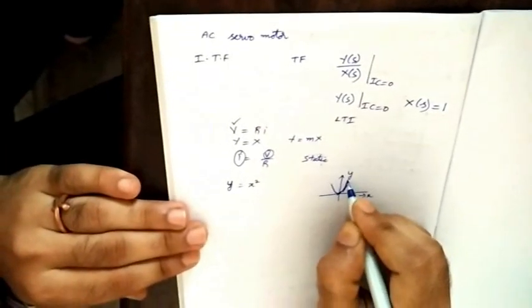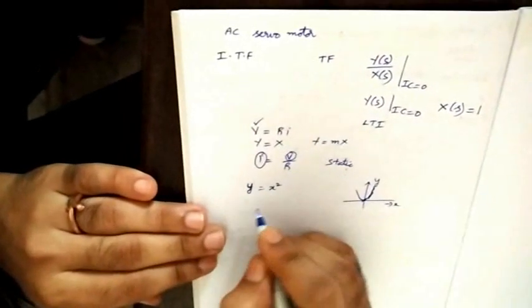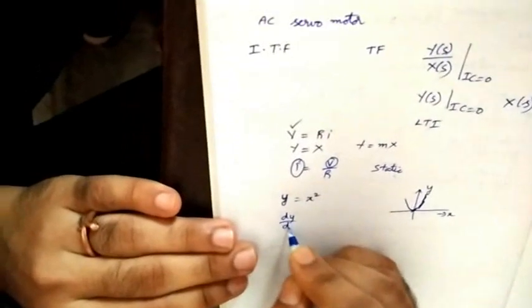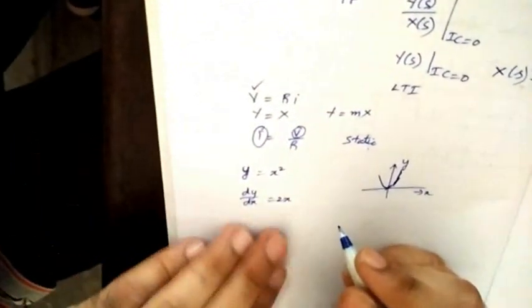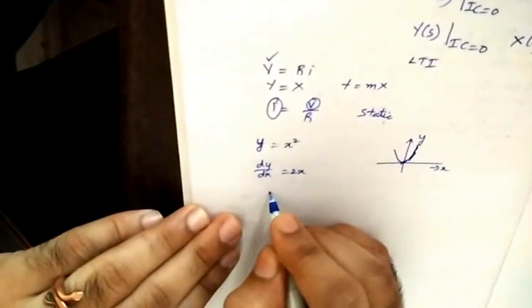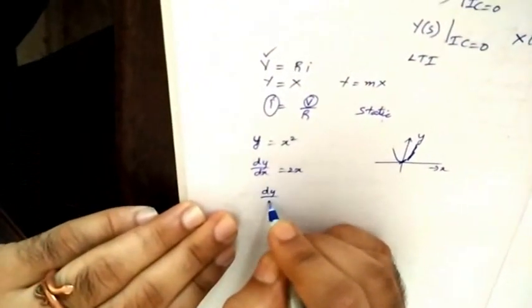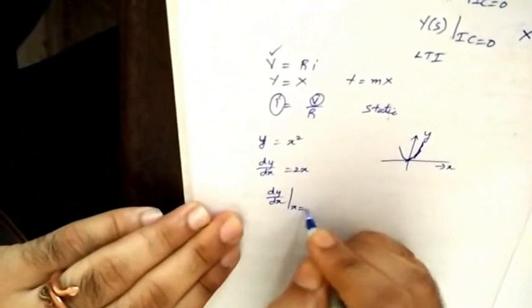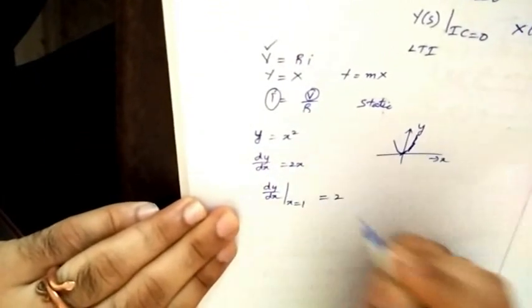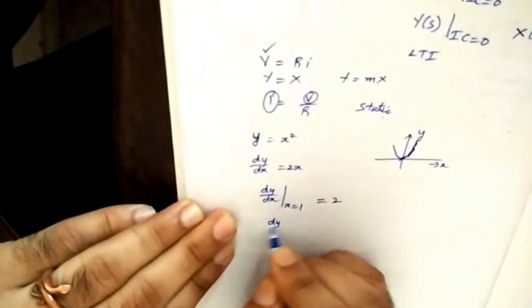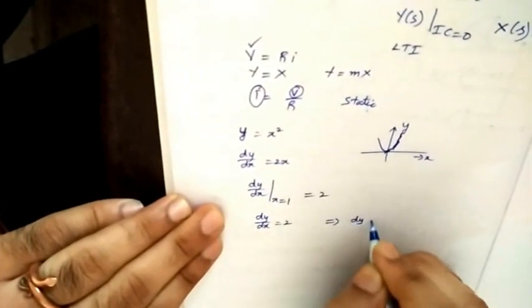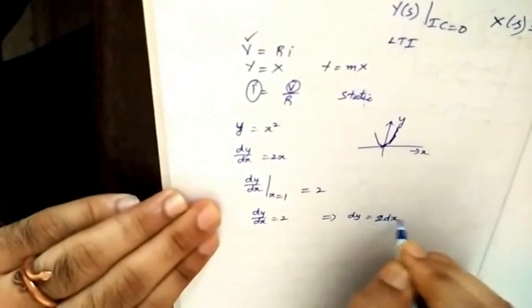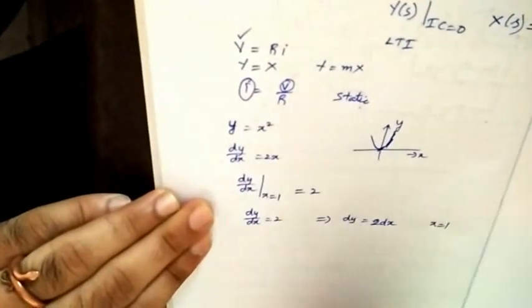So when I ask you, you will say that what you are doing is dy by dx is equal to 2x. But this is not the linear relationship. We will find dy by dx, say at x is equal to 1, is 2. So dy by dx is equal to 2. This implies dy is equal to 2 dx. And this is valid at x is equal to 1 only.